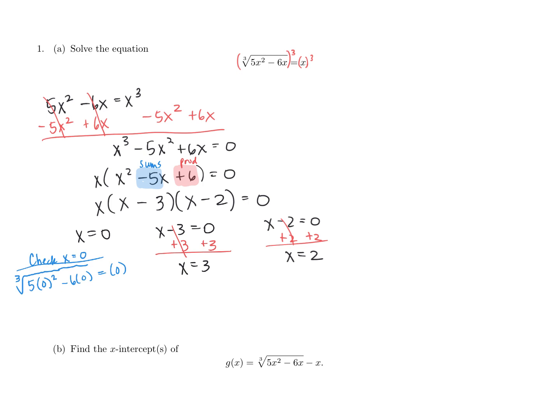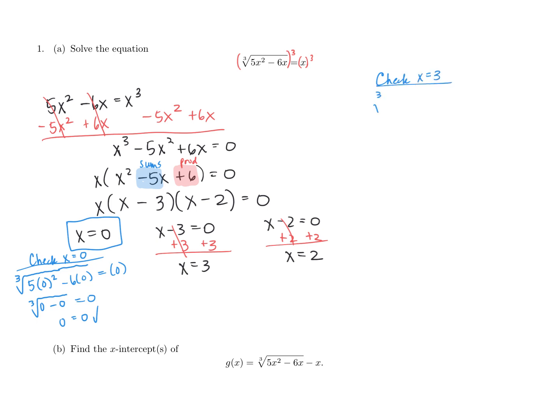0 squared is 0 times 5 is still 0. Negative 6 times 0, 0. So the cube root of 0 is 0. So 0 is equal to 0. That's a true statement. So x equals 0 is a solution. And then we're going to check x equals 3. I'm going to go over here so I have more room.